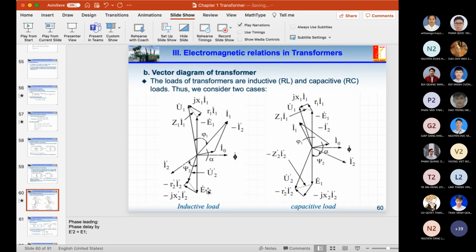With inductive load, the current flows in the inductive load, and for that, the current I2 flowing in the inductive load also gets a phase delay by the electromotive force E2. I2 always has a phase delay relative to E2, and you can see the phase angle between I2 and E2 here.